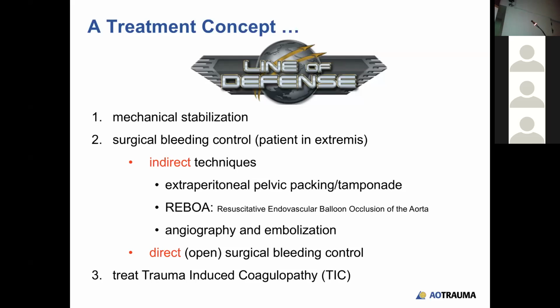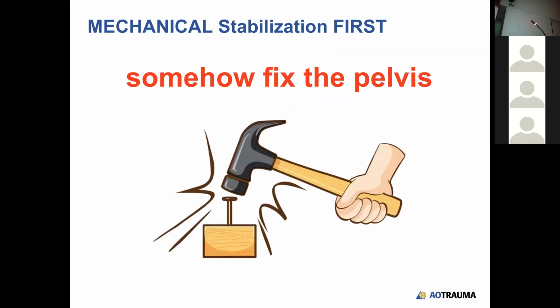Besides the indirect techniques, of course, we are surgeons. We have to think about direct open surgical bleeding control because it's necessary in some of the patients. And besides everything, we have to treat the trauma-induced coagulopathy. So the first thing is to mechanically stabilize the pelvis. So somehow fix the pelvis. This is the main message.